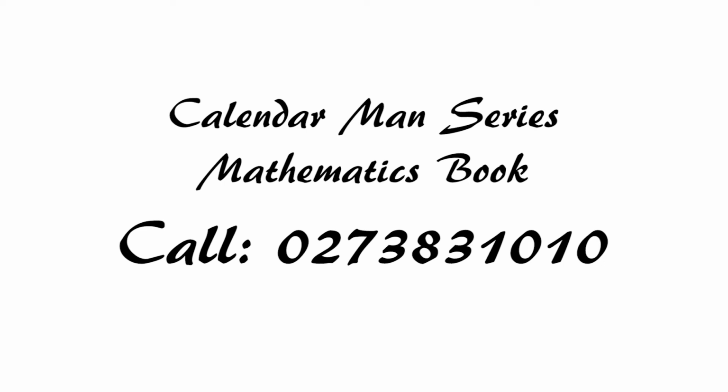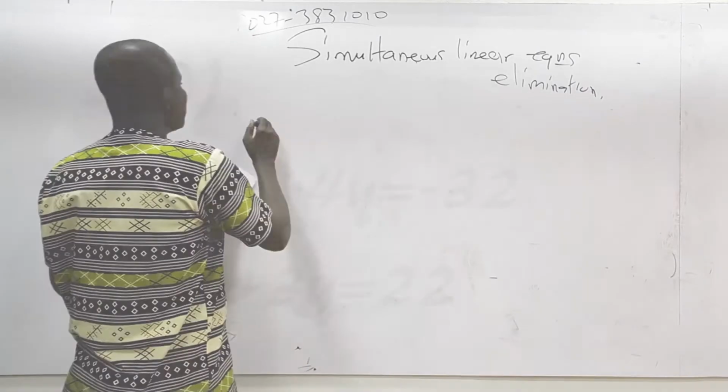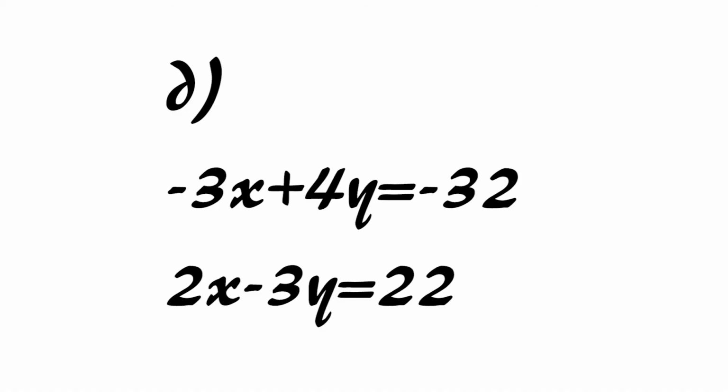Okay, a mathematics book, a very powerful math book that will also be helping you. Okay, let's look at the D. The D is negative 3x plus 4y is equal to negative 32. Then 2x minus 3y is equal to 22.